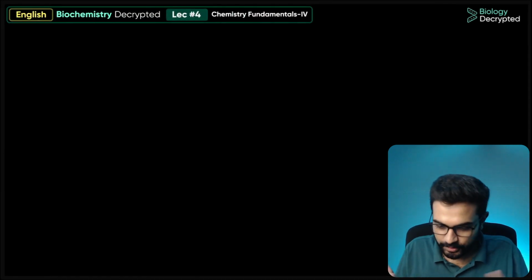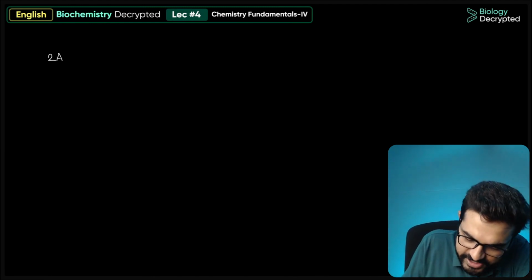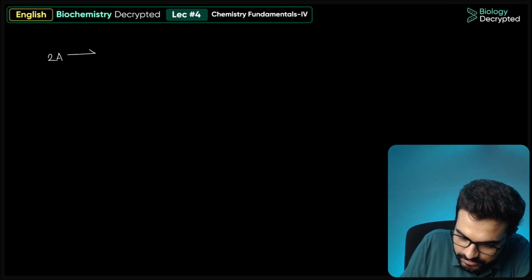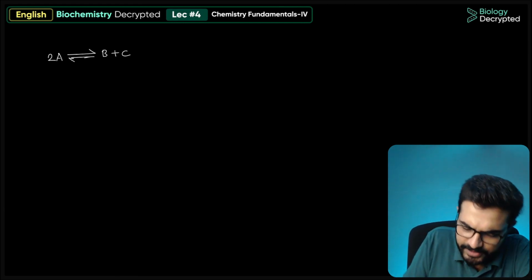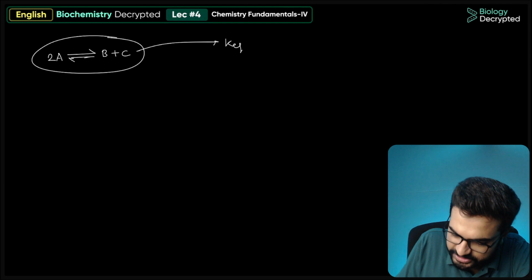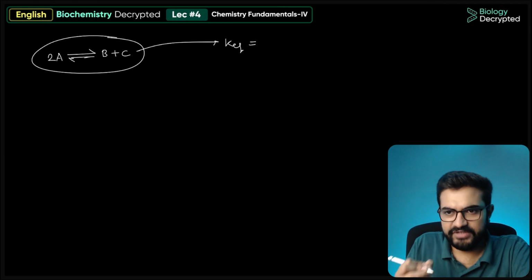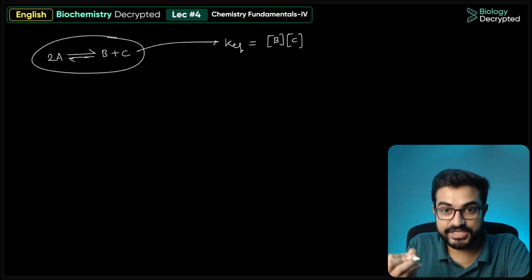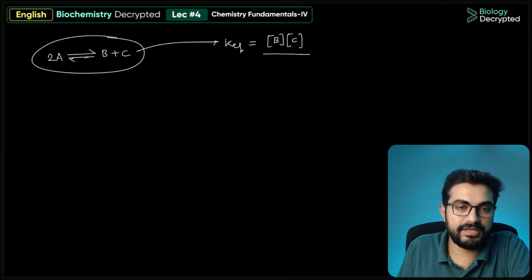Now let's talk more about the equilibrium constant. Let's take an example of a particular reaction. For example, we have 2A giving you B plus C. This is one example of a reaction. If I ask you to write the equilibrium constant for this reaction, how would you write it? Well, it's very simple. We write the product of the product concentrations, so we write concentration of B into concentration of C. Then we divide it by the reactant concentration.